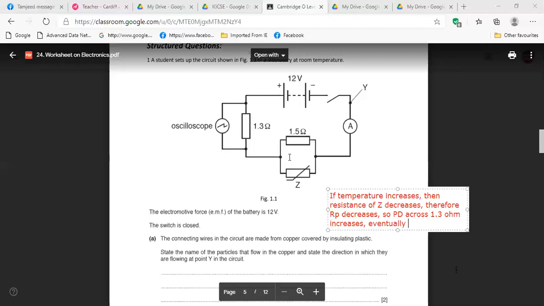One is with the thermistor where we had no temperature increase. Now the condition is temperature increase. Is it clear? So the voltage shared before by 1.3 ohm, now it will be more than before, isn't it? So the oscilloscope will get more voltage. Is it clear?